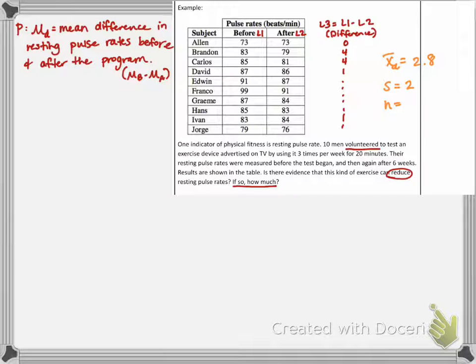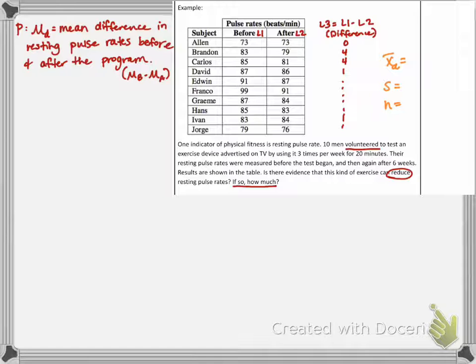I kind of messed up out of order here. So before we write our hypotheses, I guess, I was going to have you guys find your one variable stats on your calculator for L3 because we're going to come back and need that later. So go ahead and run your one variable stats on L3.